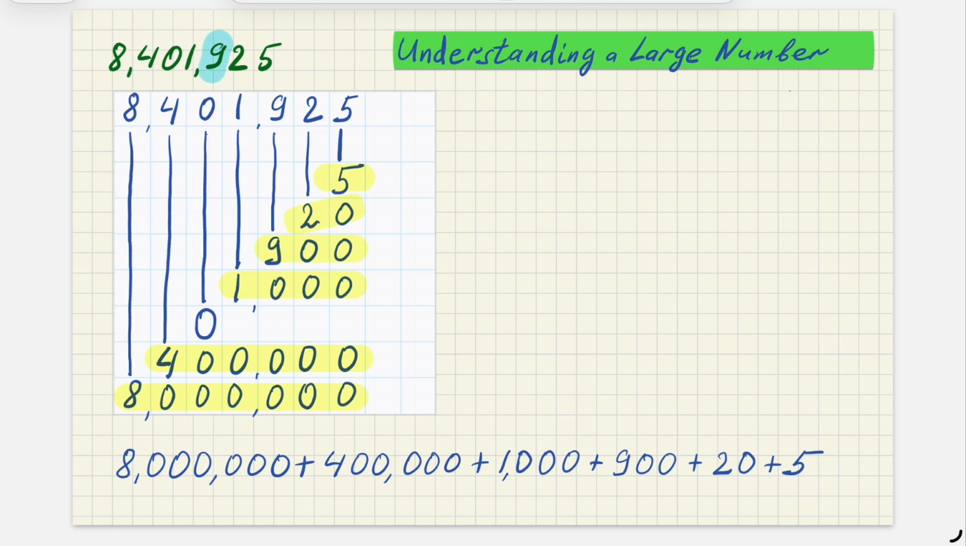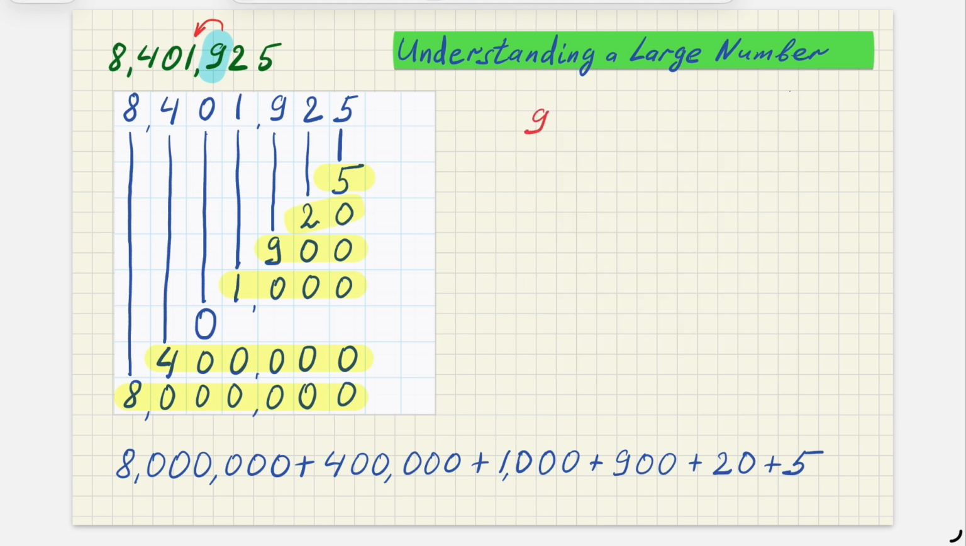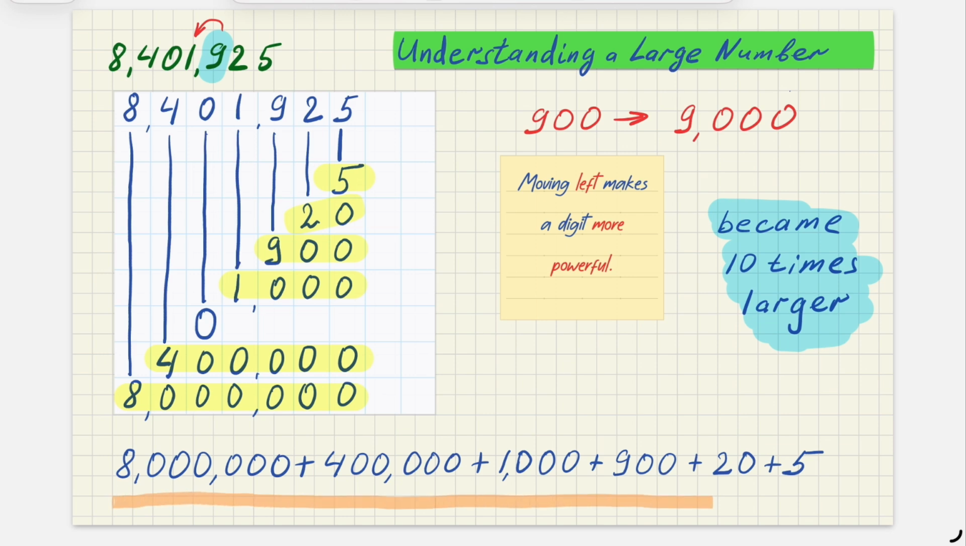Now, I'd like you to pause for a moment and consider, what would be the value of the digit 9 in this number if it were moved one place to the left? You've got it. It's now worth 9,000. It became 10 times larger. Moving left makes a digit more powerful. This leads us naturally into the next concept.